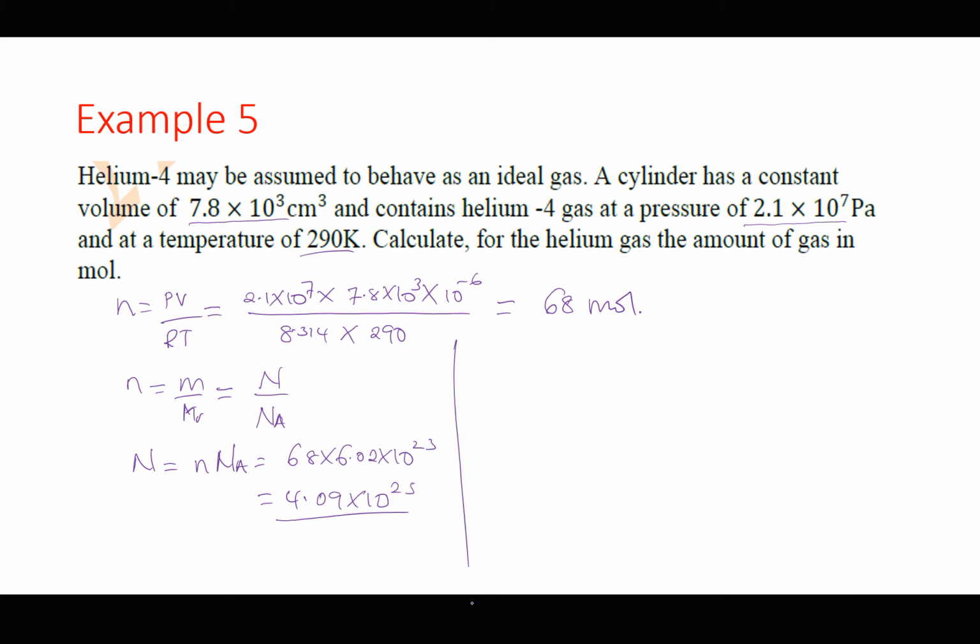If I wanted the mass of the gas, still I will do the same thing. From this expression, I will say that the mass is equal to the number of moles times the molar mass. As simple as that. So this would be 68 times the molar mass because it is helium-4. So this would be 4 in grams, of course. So this will give me 68 times 4, which will give me 272 grams, because this is molar mass in grams. As simple as that. Okay, next example 6.